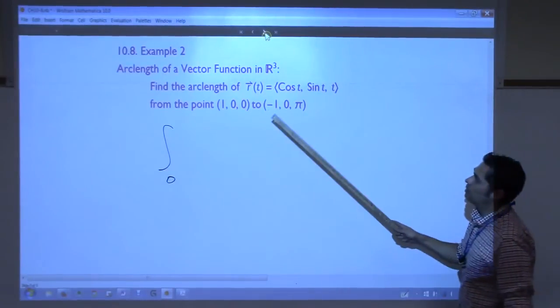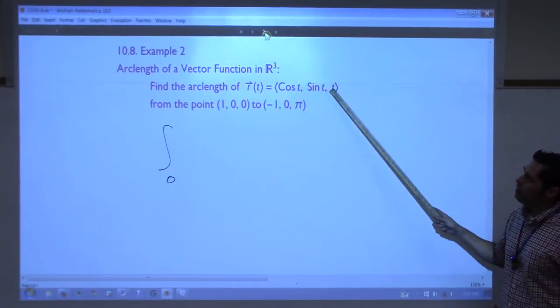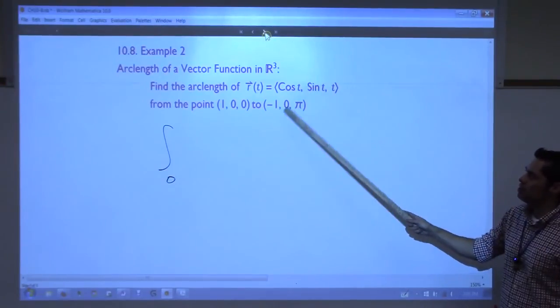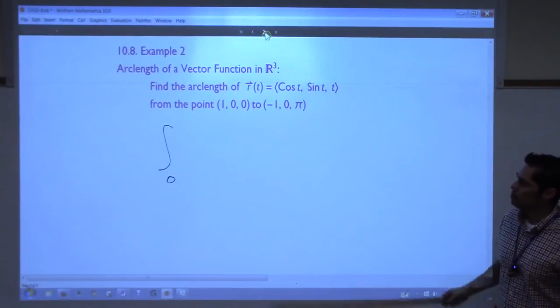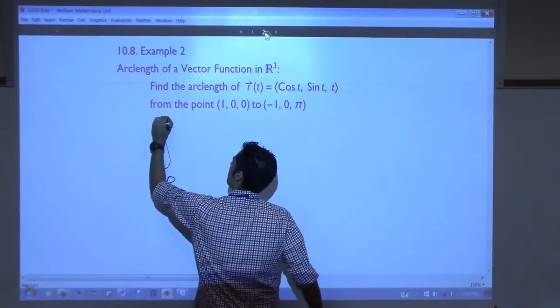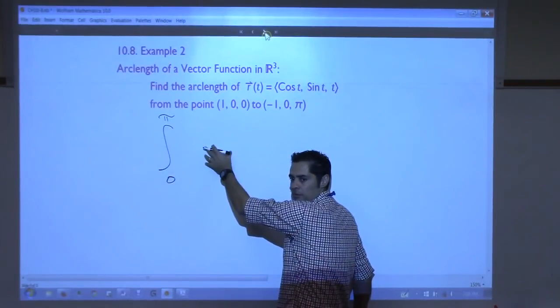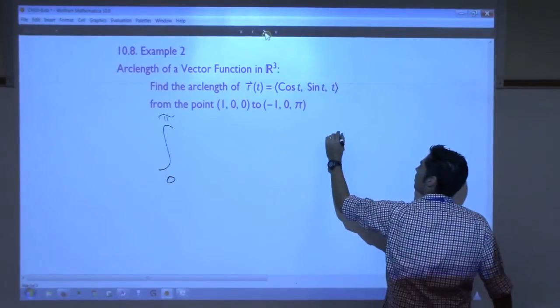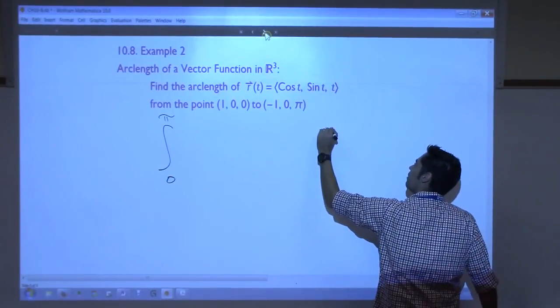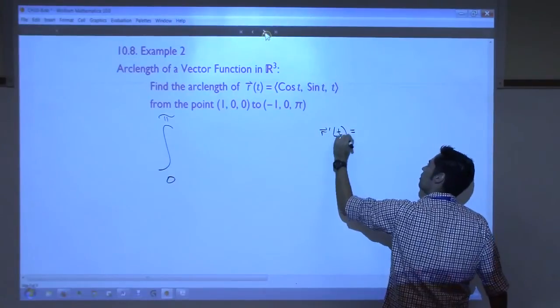What would end us here? T is pi, right? So check it again. You could plug pi into these. You should get these 3. So we stop at pi. And now I need the magnitude of the derivative, don't I? Magnitude of derivative? Let's do that right here. What is the derivative of this vector function?